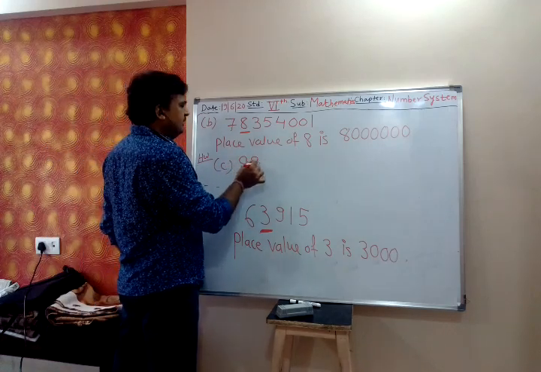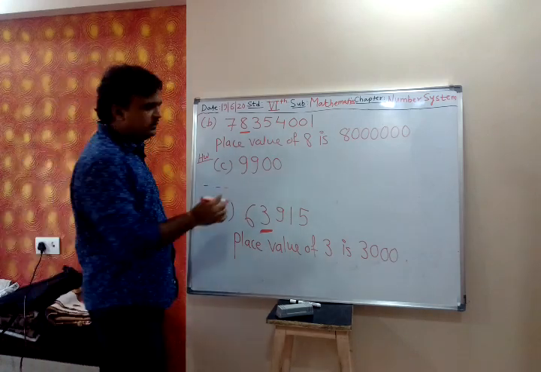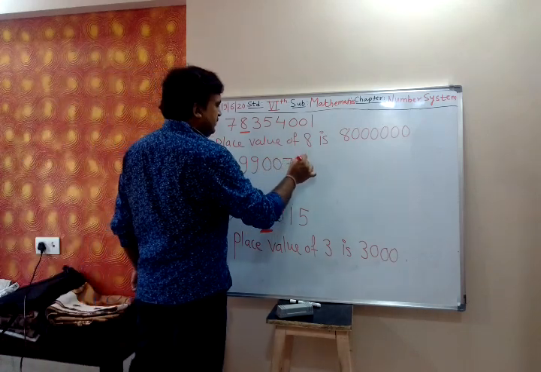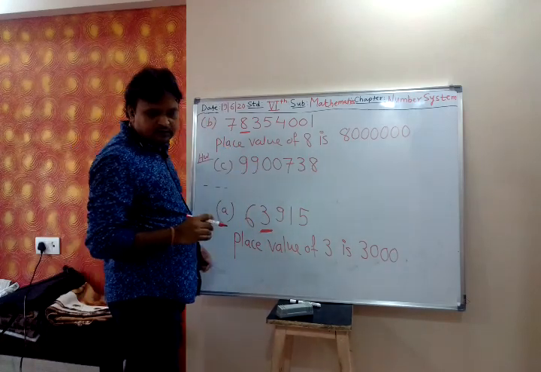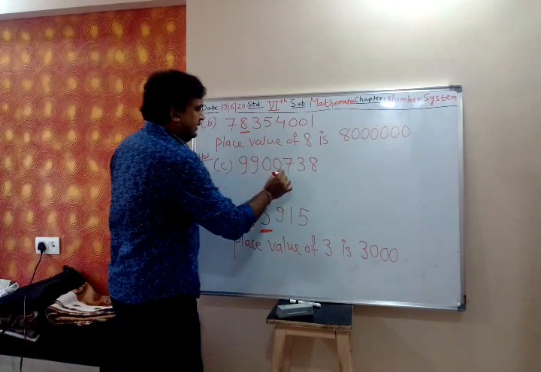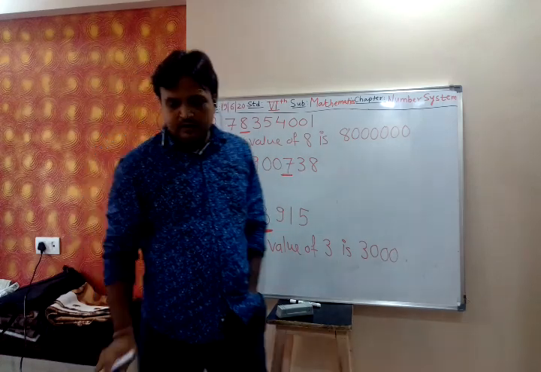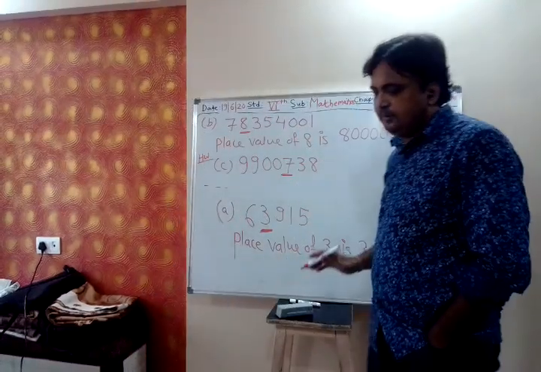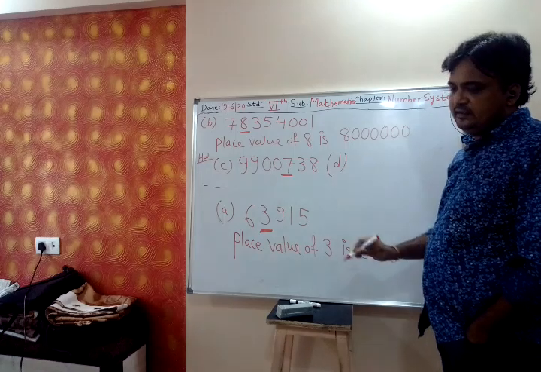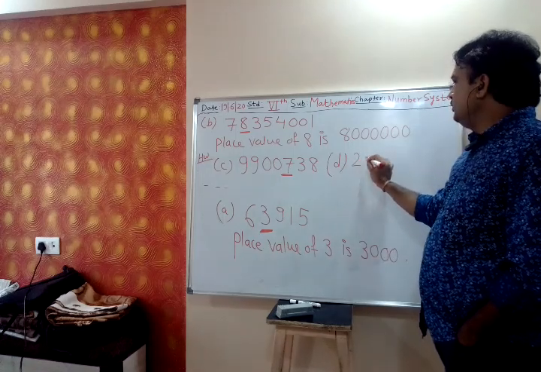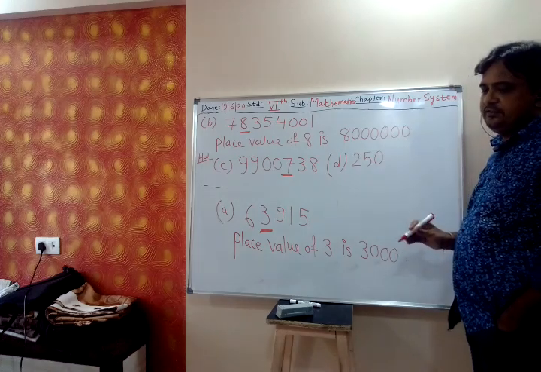No, how can you leave 9900? Still time is there, 738. See, now the underlined digit is 7. You have to write the place value. Then D is 250. Yes, it is clear.